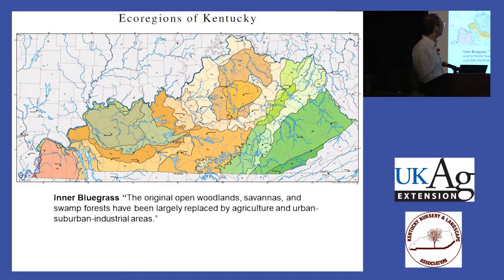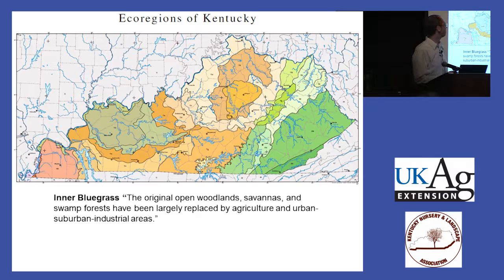A lot of times I'll go back to that when I'm looking at plant selection. So what does an area want to be? What would it be if we weren't around? For the Inner Bluegrass, it was savannas or open woods. So I think back to that when I'm doing plant selection. I've got a bias that I try to go more natural. That's kind of where I'm coming from. I'm going for more of the ecological aspects, not just for aesthetics alone.